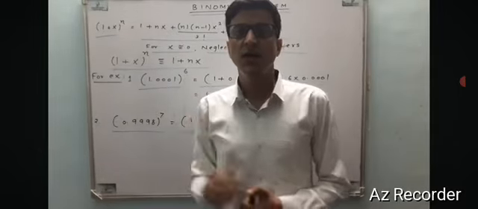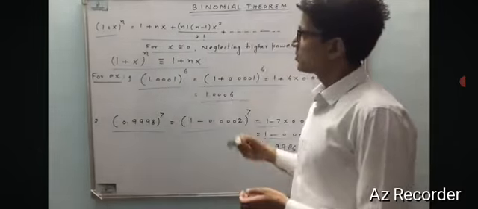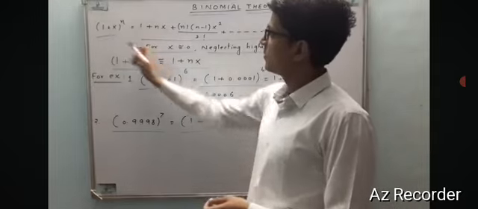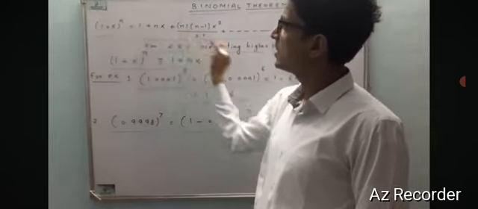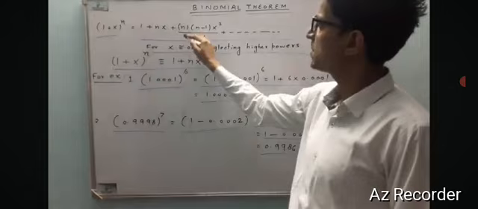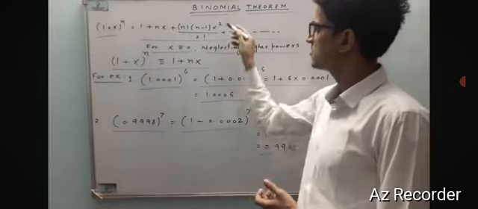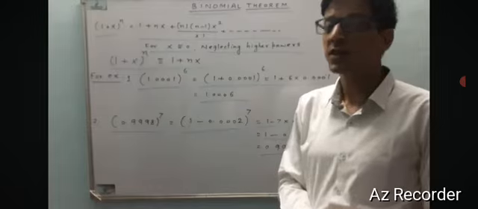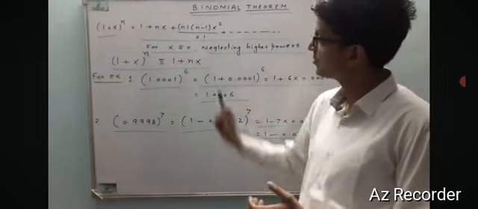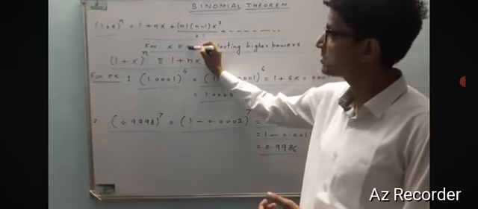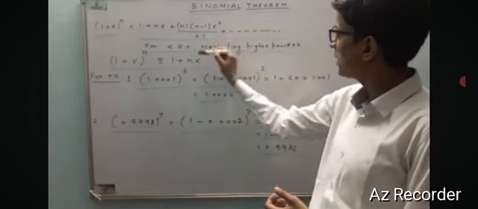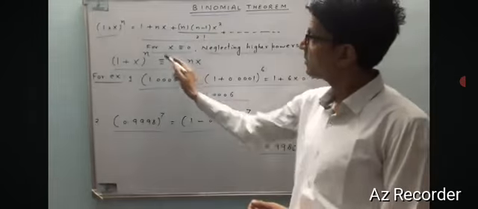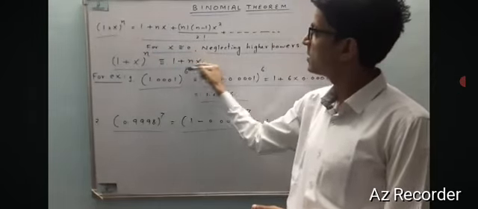Today I will discuss the binomial theorem. The binomial theorem states that (1 plus x) raised to power n can be reduced to this form: 1 plus nx plus n(n minus 1) by 2 x square, and so on up to infinity. For a very special case, when x is very small, approximately equal to 0, we can neglect the higher powers, and (1 plus x) to the power n can be approximated by 1 plus nx.